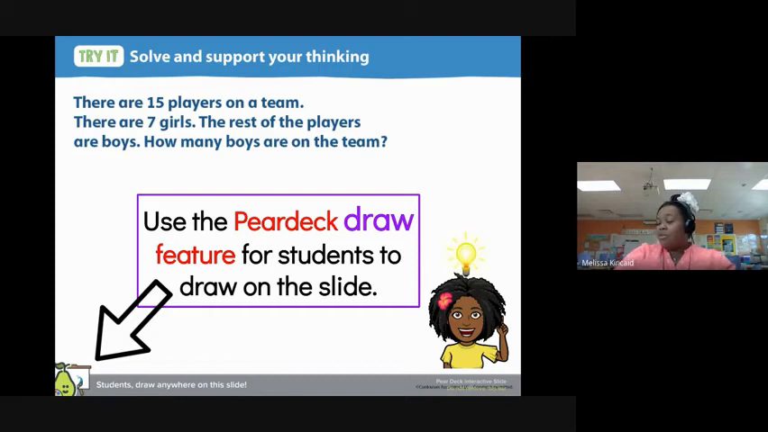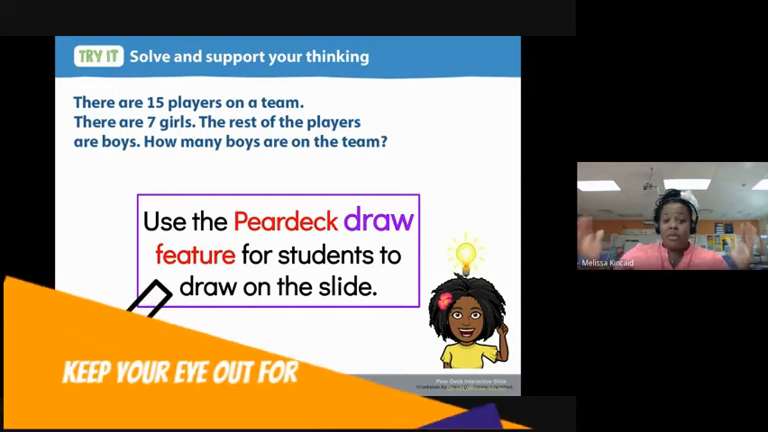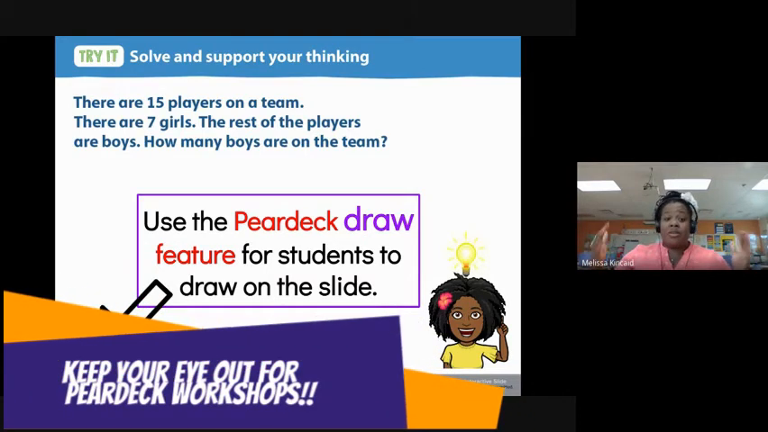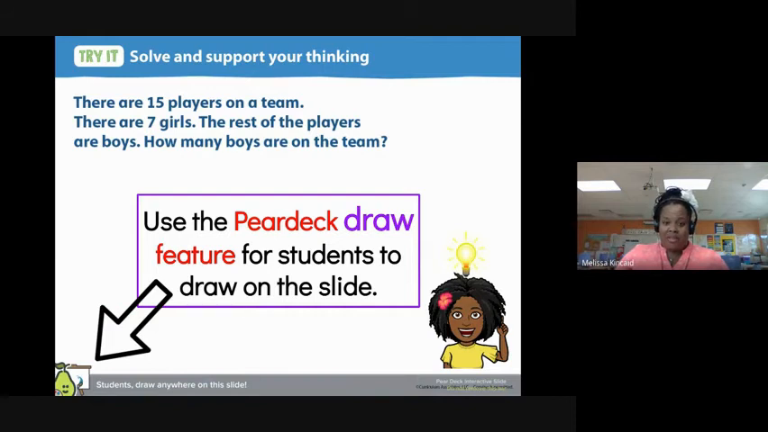Now, if you want to learn more information about Peardeck, Learning Technologies does workshops all the time. So be on the lookout on Schoology in order to get more information about Peardeck. But since these slides are already created, you can use the Peardeck add-on to make them interactive.